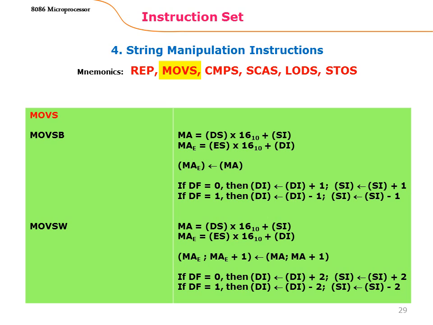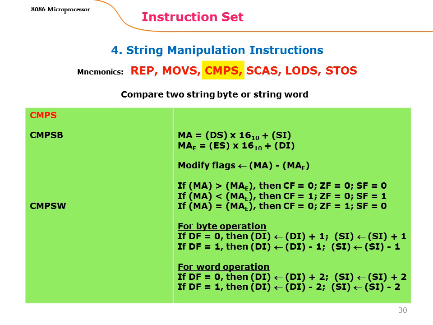Move string byte, move string word, move string. This instruction can be used to move byte strings or word strings from a source location to a destination location. The source is present in the SI register and the destination is present in the DI register, which are added with the segment addresses. The data segment refers to SI and the extra segment refers to DI, in order to calculate the 20-bit physical address.